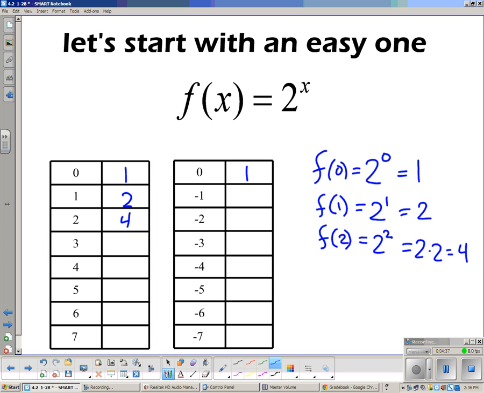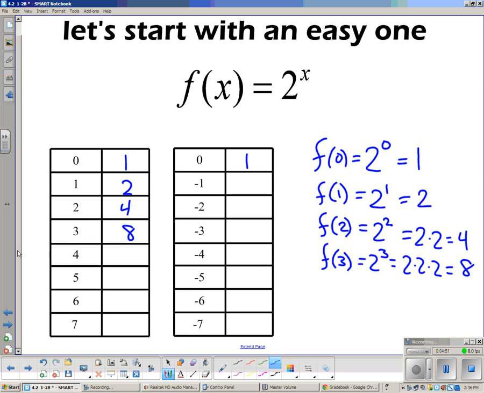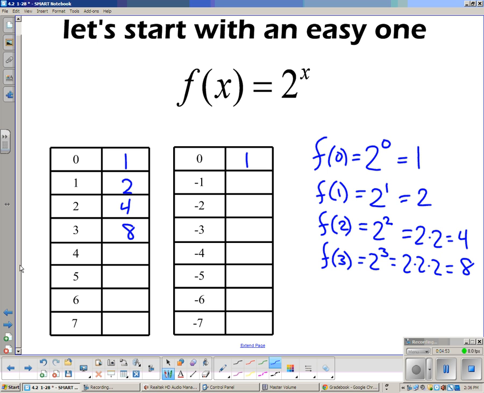Okay. We plug in a 3, we get 2 to the third power, which is 2 multiplied 3 times, or 8. So what we're essentially working with here are powers of 2. If I'm going to continue the rest of this table, I would just keep doubling the value.